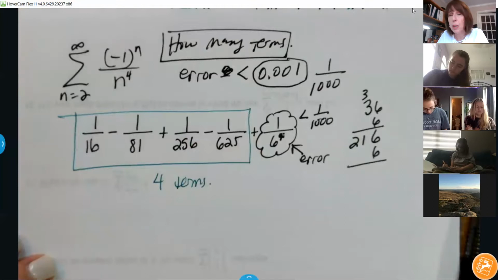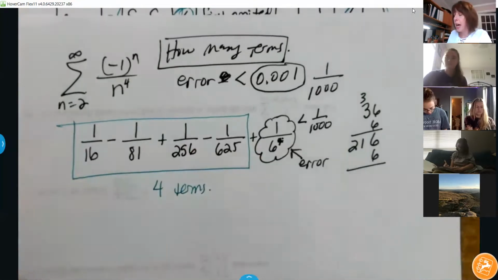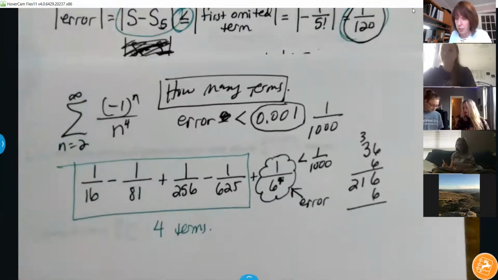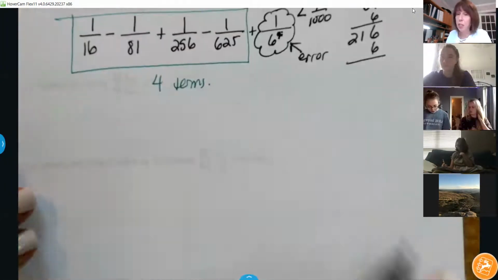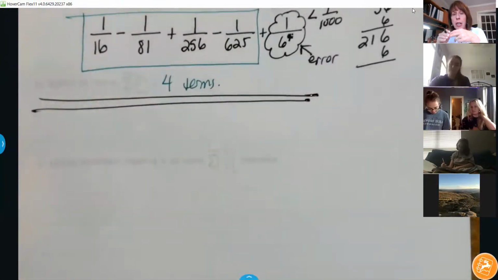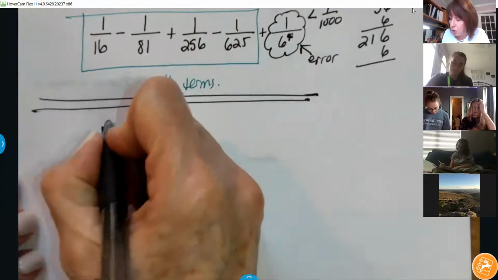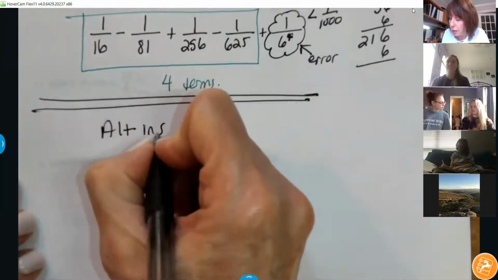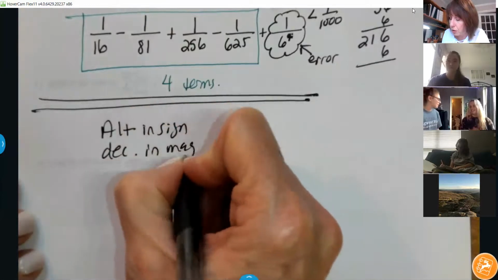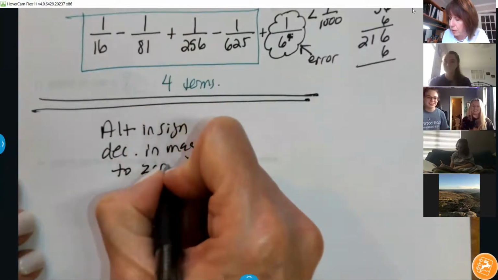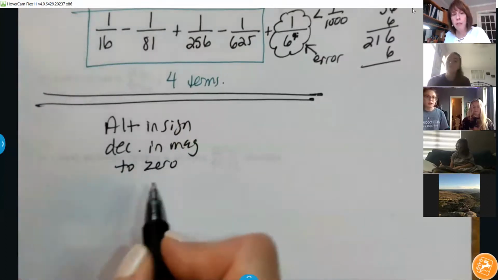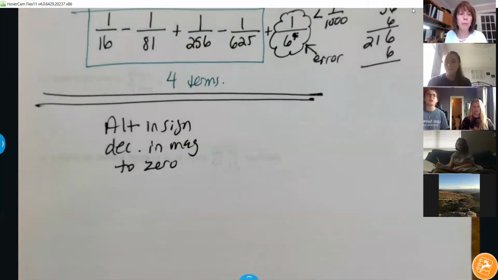So that covers pretty much everything that I could ask you. Now, since I'm going to be multiple choice, I didn't do the justification on any of these, but the justification would be the 3 things that make an alternating series converge. We're alternating in sign, we're decreasing in magnitude, and the limit is 0. So I just say decreasing in magnitude to 0, and that covers that limit being 0 as well, okay?